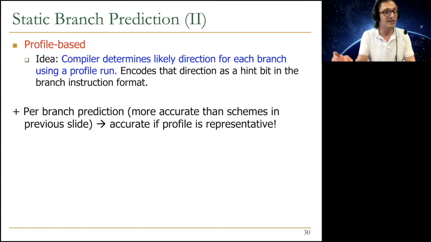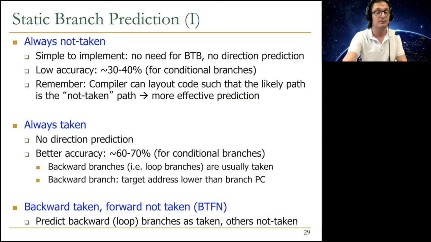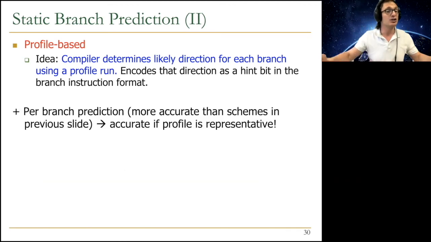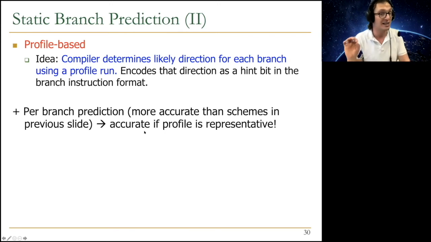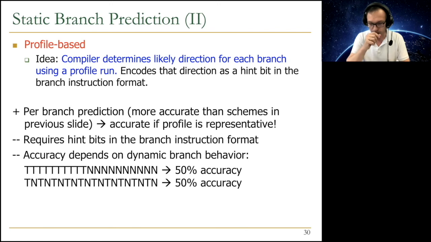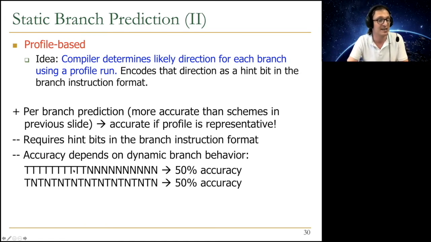So the upside of this is it gives you a per branch prediction, right? The previous prediction mechanisms, always not taken, always taken, backward taken, forward not taken, are really per classes of branches or all branches, right? All branches are treated similarly. Here, you can distinguish per branch. So it's more accurate than schemes in the previous slide. Of course, this is true if the profile is representative. The downside is now your ISA requires hint bits in the branch instruction format. And accuracy also depends on dynamic branch behavior. So if the branches are biased, this is great. But if the branches are not biased, if it looks like this, so this is basically, I think, 20 iterations of a branch and which direction the branch went.